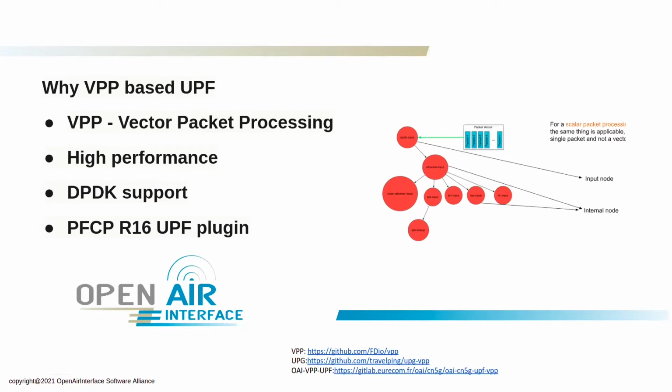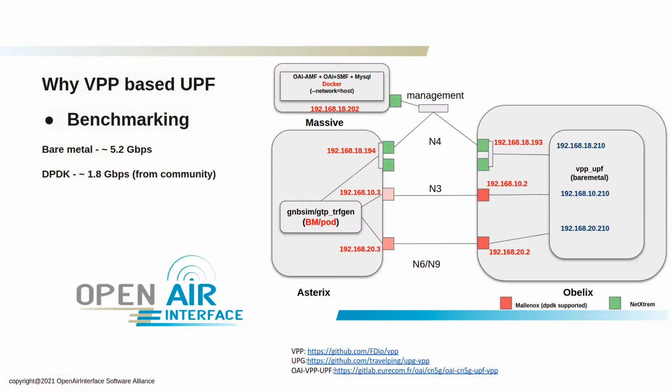behavior over here. Then this VPP supports DPDK, so we have some acceleration in the user plane. So this is about the VPP. And then there is another project called UPG. You will also see the links down below. UPG is the plugin which is written on top of VPP. It's a release 16 compliant plugin for the UPF.